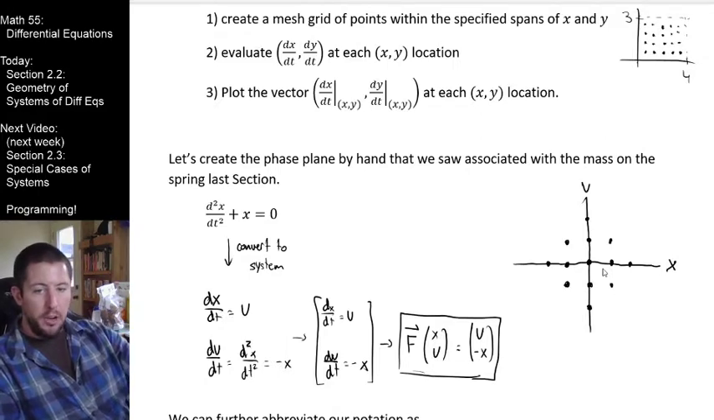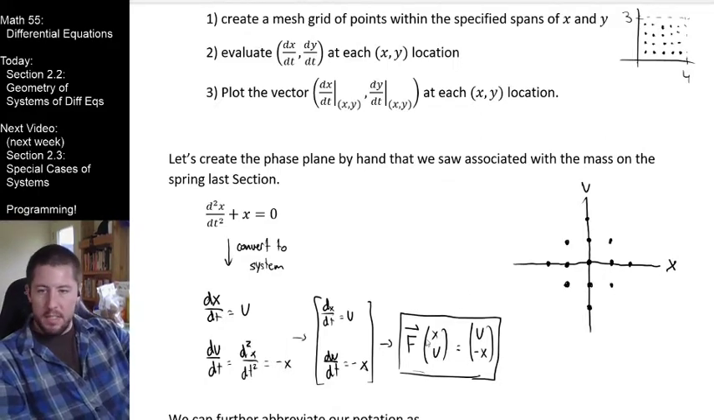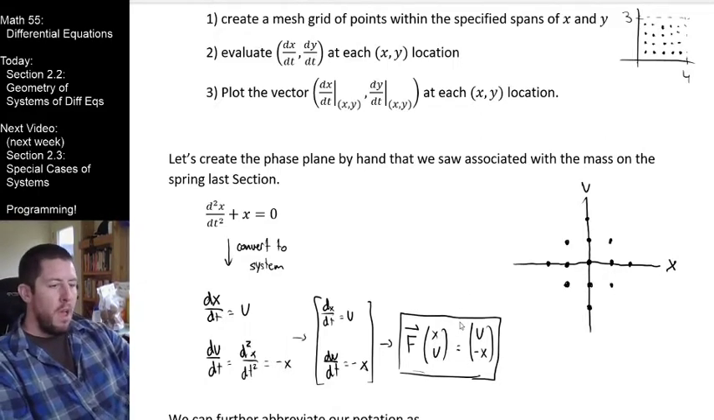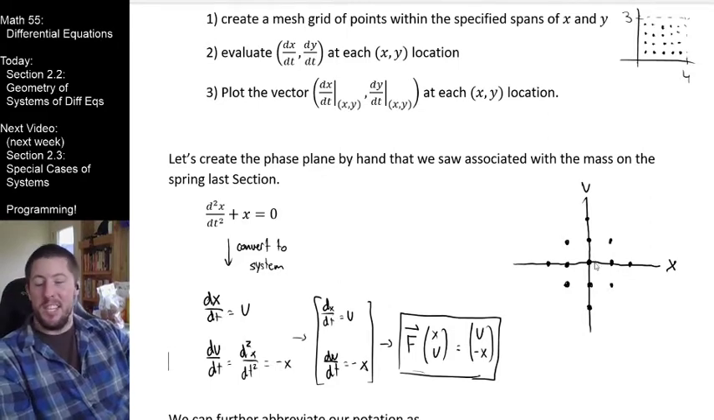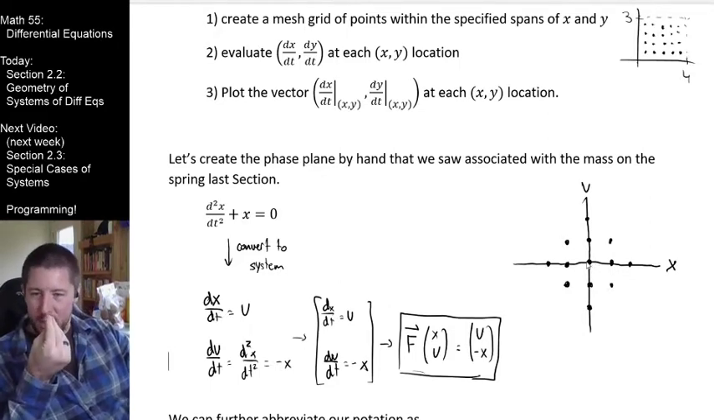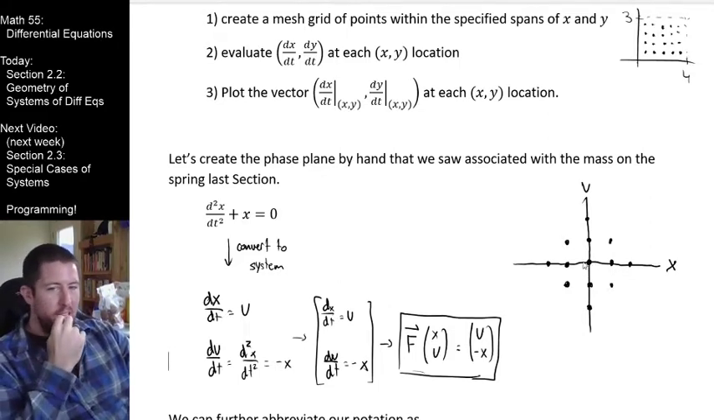All right, and all we got to do to get all that information is just plug stuff into this guy that's right here. All right. So first point, easy point, 0, 0. When I plug in 0 for x and 0 for v, what do I get out? 0 and 0. So my first one's done. I've literally already done this point that's sitting right here. The arrow has a radius of 0, right? So I don't have anything to draw for that guy.